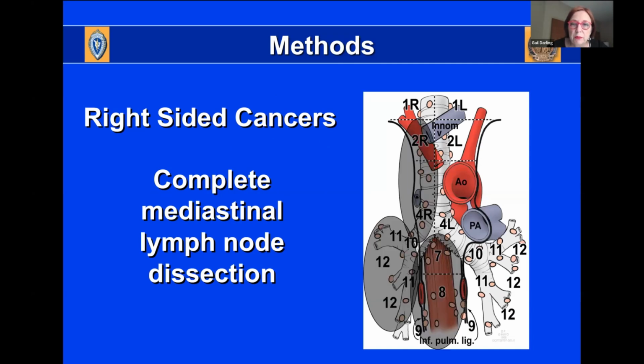And so a complete lymph node dissection on the right side would include the whole right paratracheal space, the hilar nodes, as well as the infracarinal nodes 7, 8, and 9.